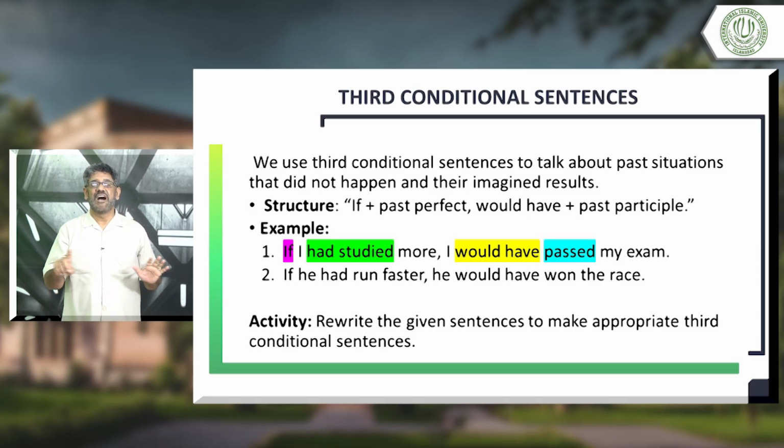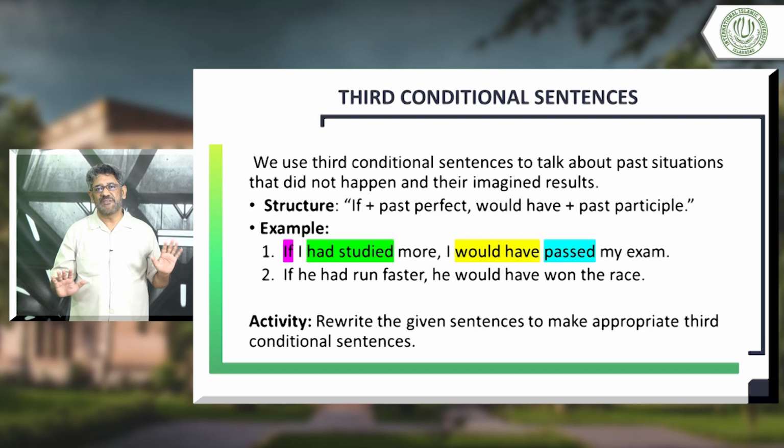Impossible situation, hypothetical situations. This incident of failing has taken place in the past. Failed. I can't do anything now. Nothing is possible now. That time is gone. If he had run faster, he would have won the race. This means he did not run fast, he lost the race. Hypothetical situation. This thing has happened. He has lost the race, finished.